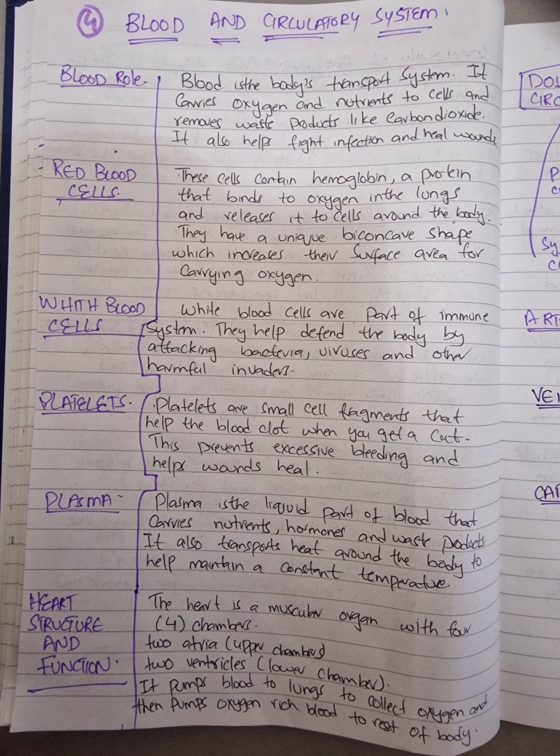And then what are the capillaries? Capillaries are very tiny blood vessels that connect arteries and veins. They also have very thin walls that allow oxygen, nutrients and waste products to easily move between the blood and the body cells.